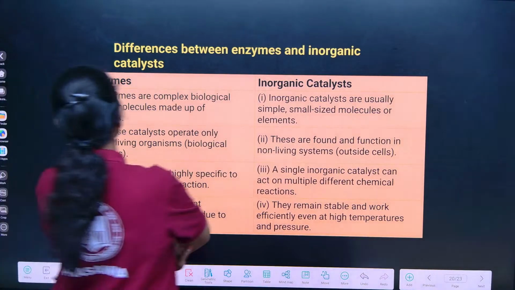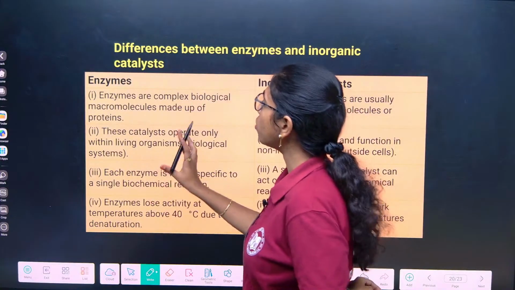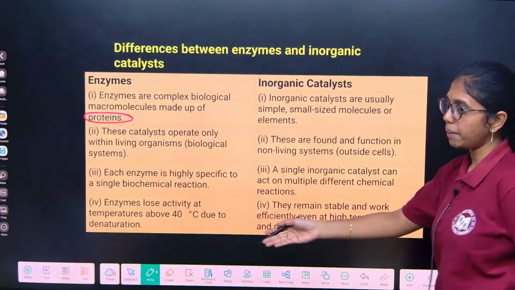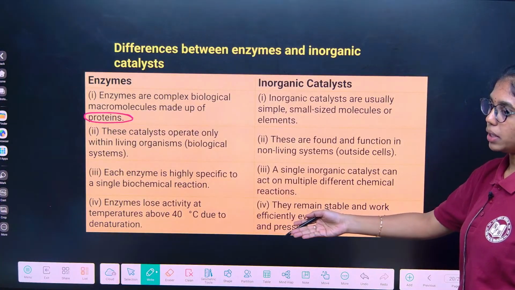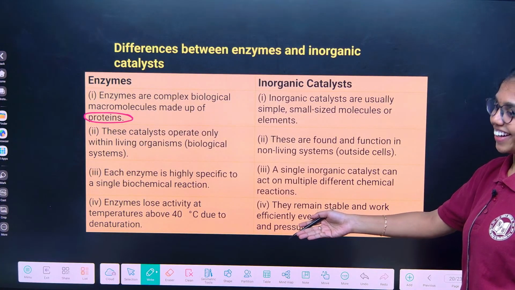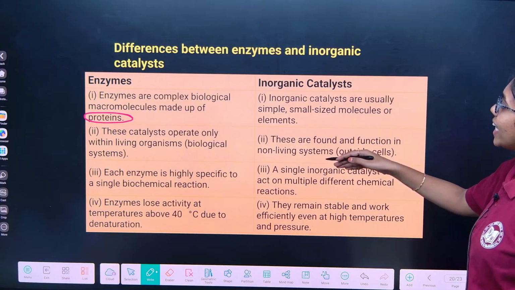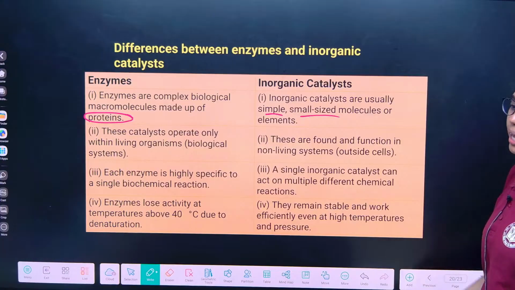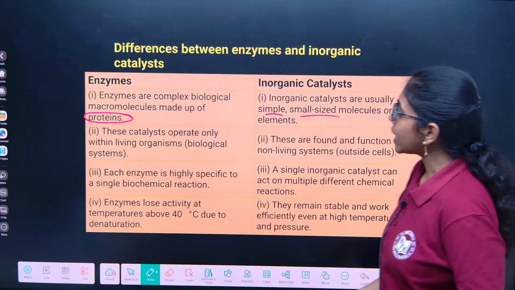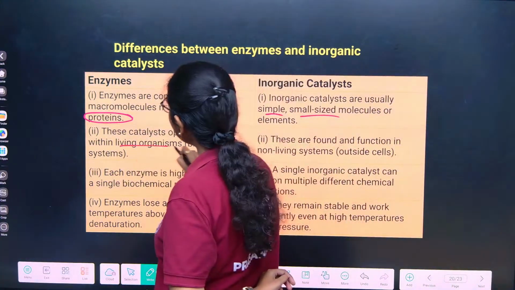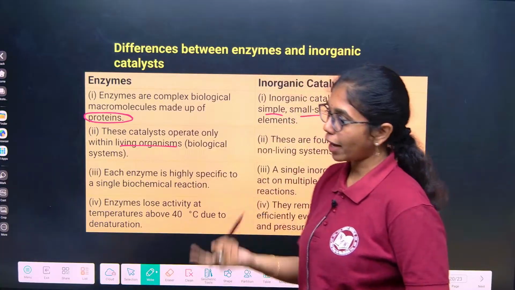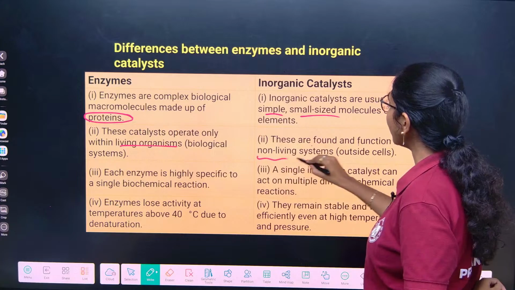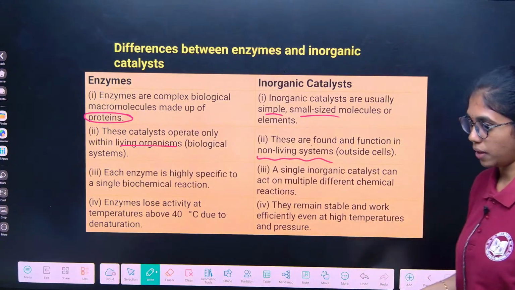Enzymes are complex biological macromolecules made up of what? Proteins. Exception with nucleic acid, what is that example? Ribozyme. Inorganic catalysts are usually simple, small sized molecules or elements. Enzymes operate only within the living organisms or biological systems. Inorganic catalysts are found and function in non-living systems, that is outside the cell.